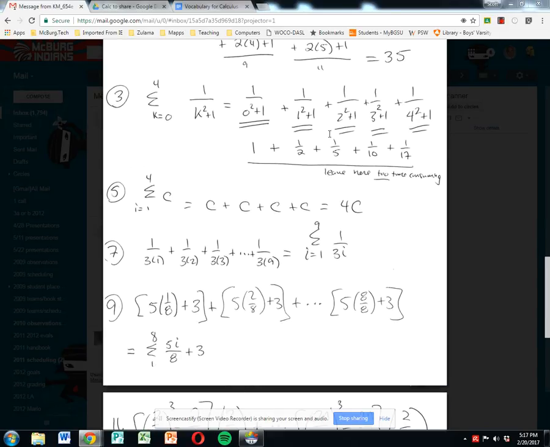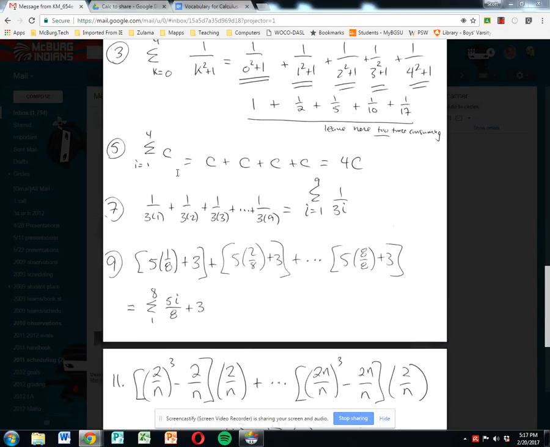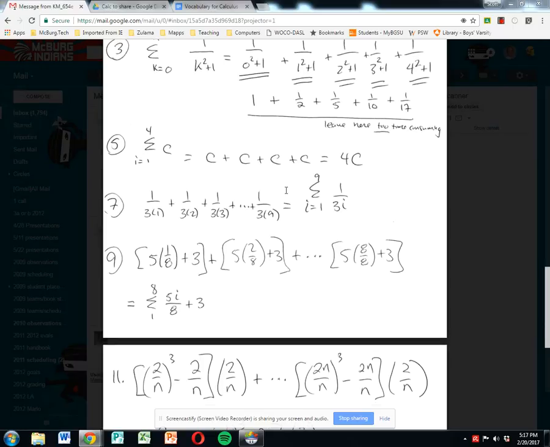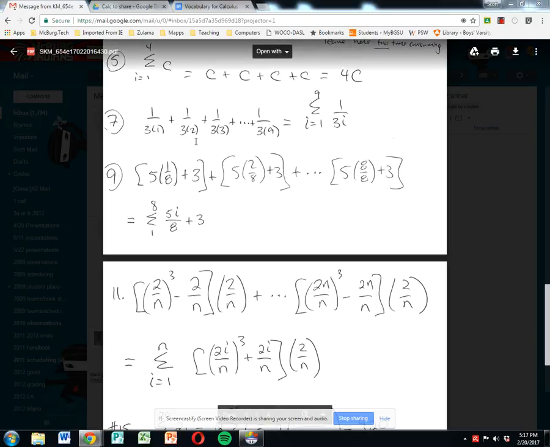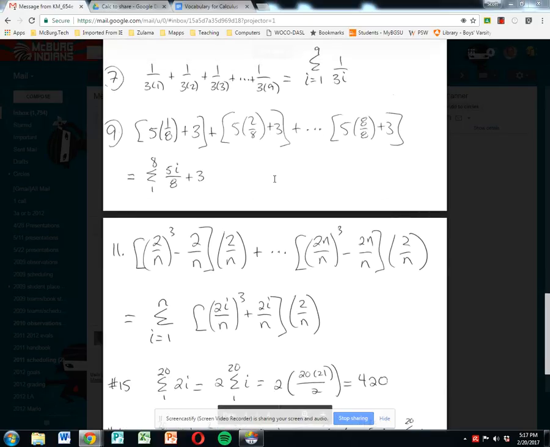All right, you'll see the same things happening in 3. It's a little weird when we have a c in there, but that's just c plus c plus c. If we look down on 7, since it said go the other way, this is 1 over 3 times 1, 1 over 3 times 2, 1 over 3 times 3, all the way to 9. The lower bound was 1, the upper bound was 9, therefore 1 over 3i would have been the function.